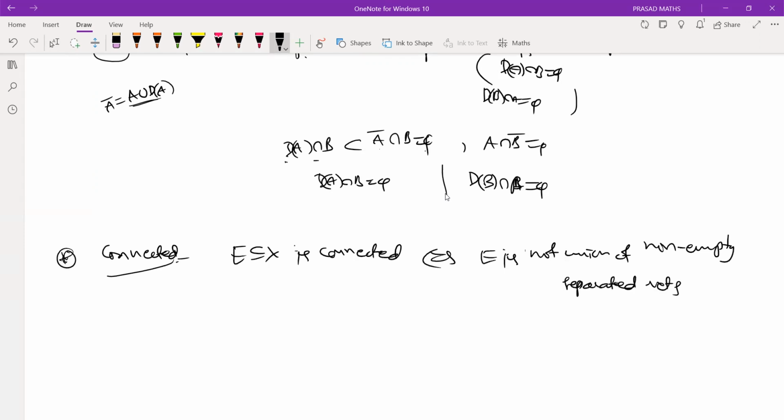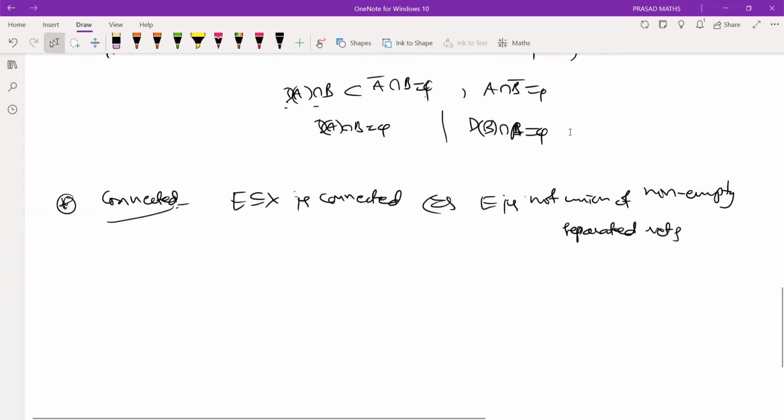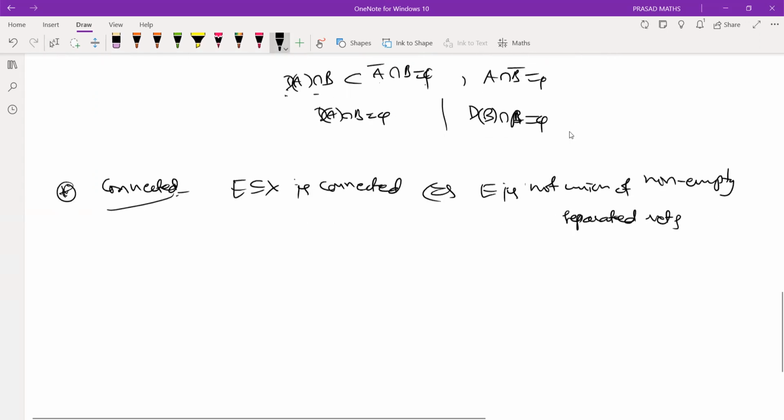It is not represented as a union of two non-empty separated sets. Right? So of course, this is nothing but what union means. It is a disjoint union because separated sets are always disjoint. Yes or no? Suppose you can take this example.